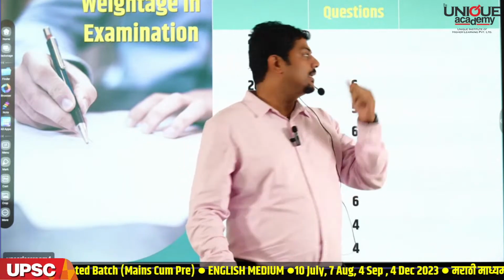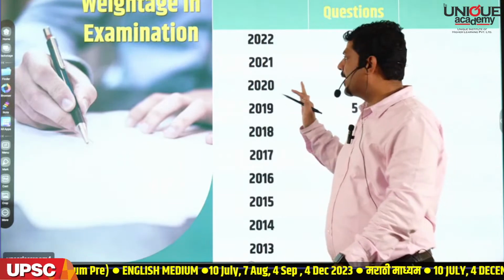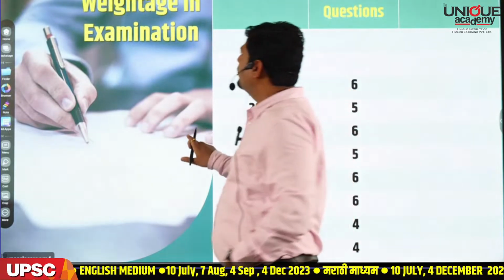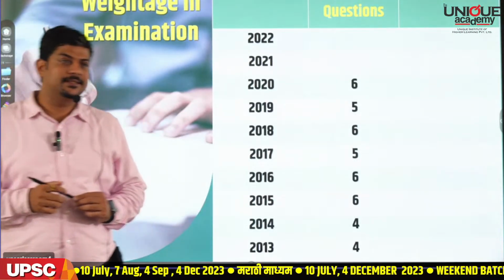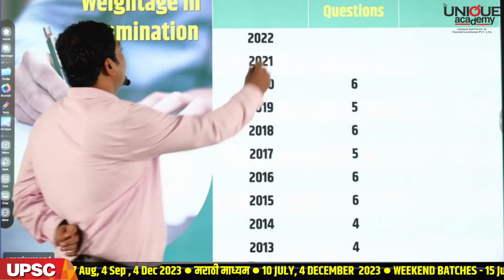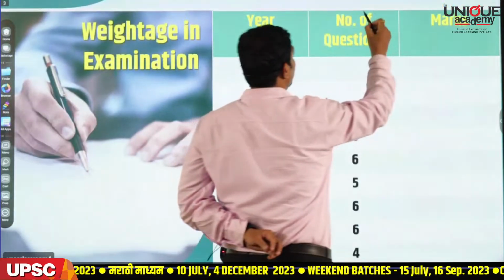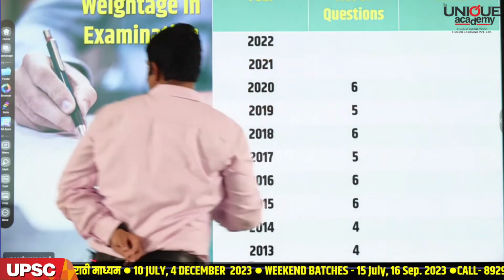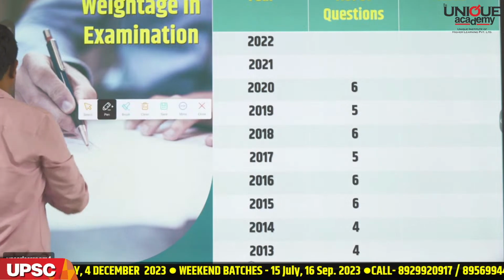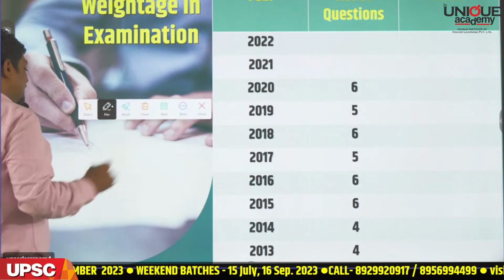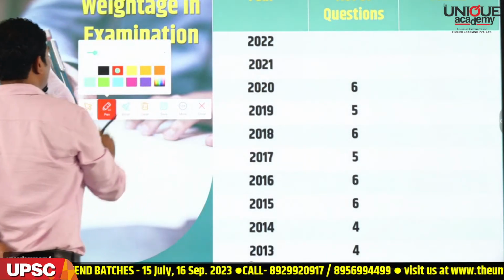We'll do it as a case study for the Indian society part. So what I have tried to write here, please look at it. I have tried to give you the weightage of Indian society in our examination: the years of examination, the number of questions that were asked, and the number of marks allocated to it. So see, from which year the marks and questions are written in front of you: from 2013.